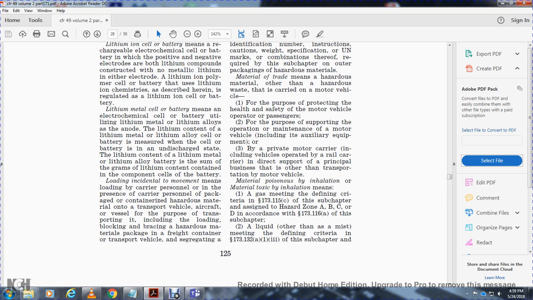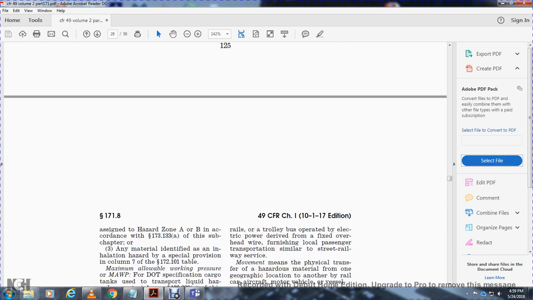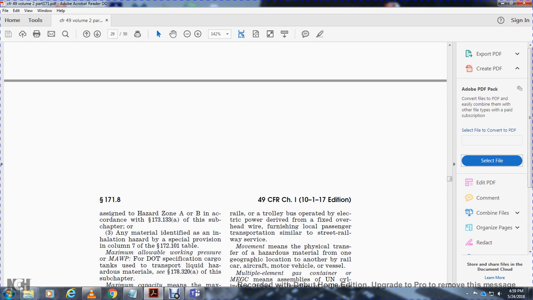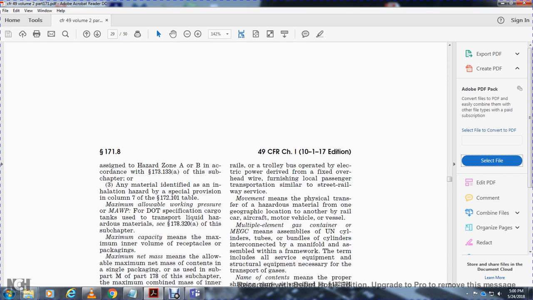Toxic inhalation material means a gas defined with the criteria in 173.115 of the subchapter, designated as Zone A, B, C, or D in accordance with 173.116(a), or a liquid, other than a mist, defined with the criteria in 173.132(a)(3) of the subchapter and assigned Zone A or B in accordance with 173.133(a), and any materials identified with inhalation hazard special provisions in column 7 of 172.101.